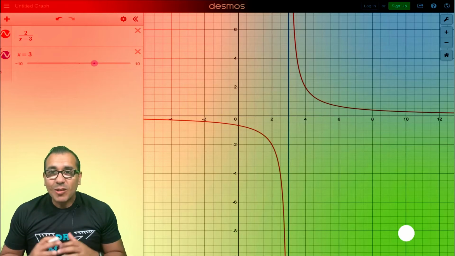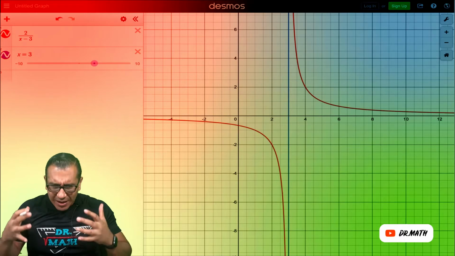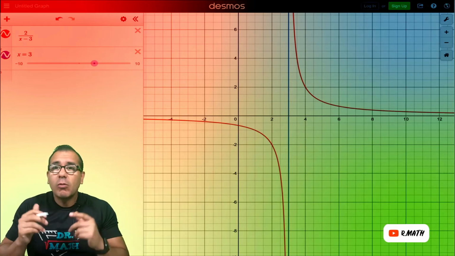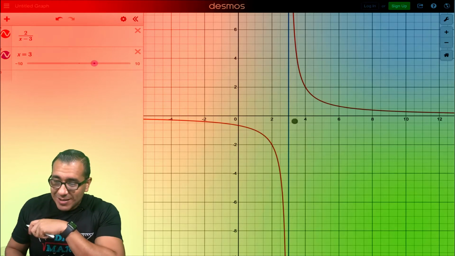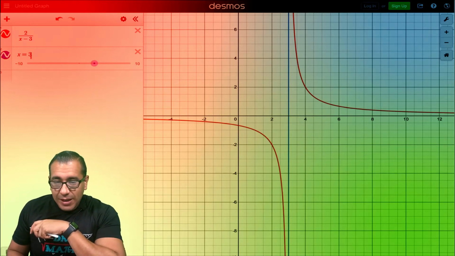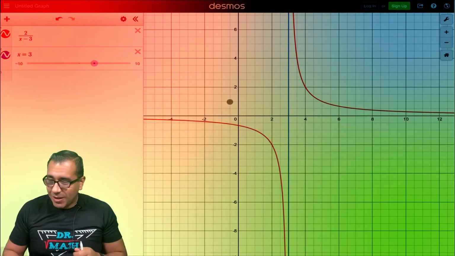All right, mathletes, so let's dive into these vertical asymptotes. Before we actually dive into the math, let me show you what we're going to be looking for, just to make sure we have understanding. So let's say x equals 3. Notice I graphed that right here, x equals 3, and we're using our friends over there at Desmos.